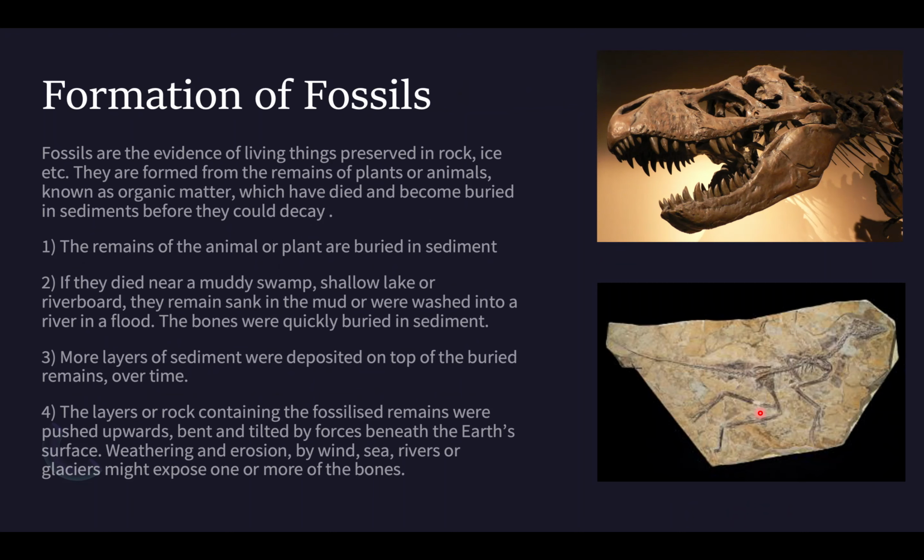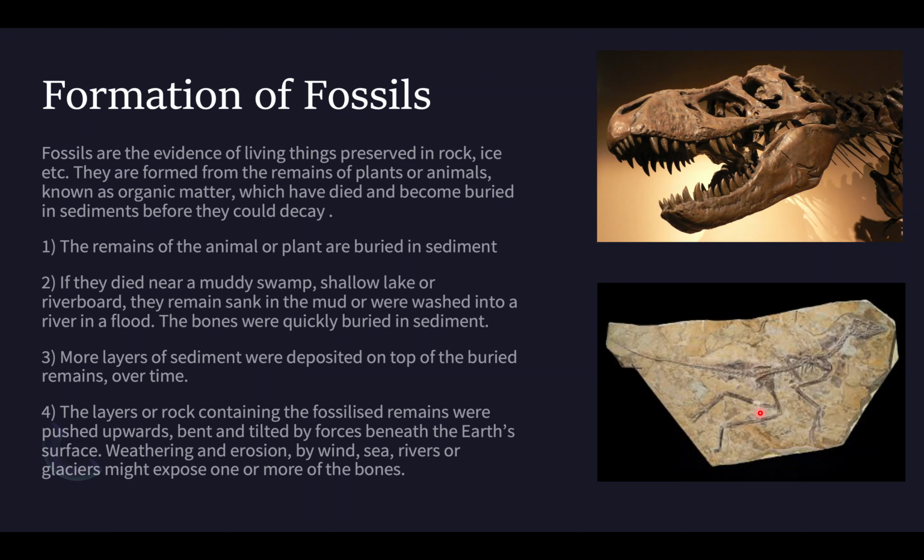So, now the final thing we're going to look at is how exactly do fossils form. But firstly, what are fossils? Fossils are the evidence of living things preserved in rock, ice, etc. They are formed from the remains of plants or animals, known as organic matter, which have died and become buried in sediments before they could decay.